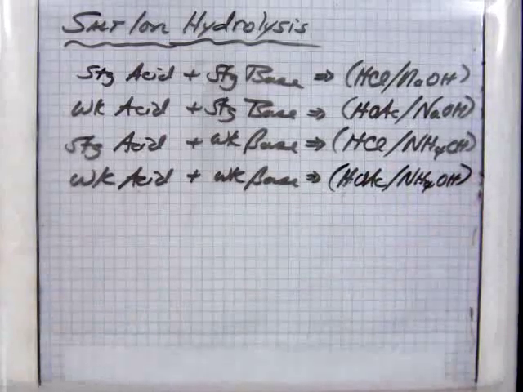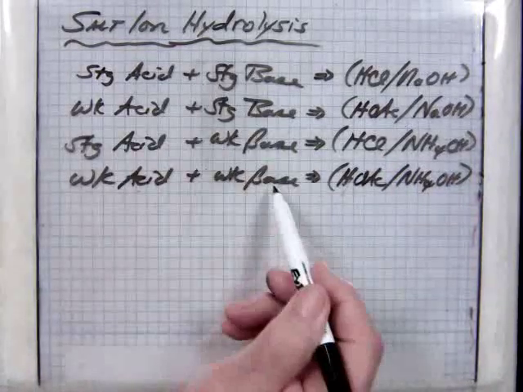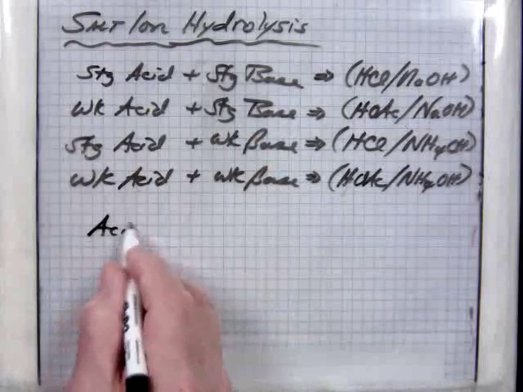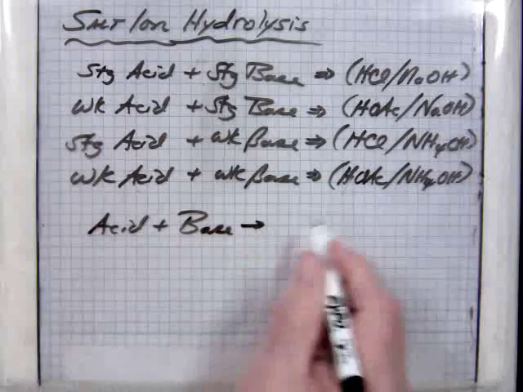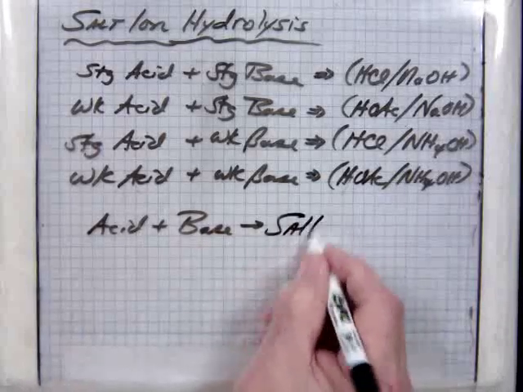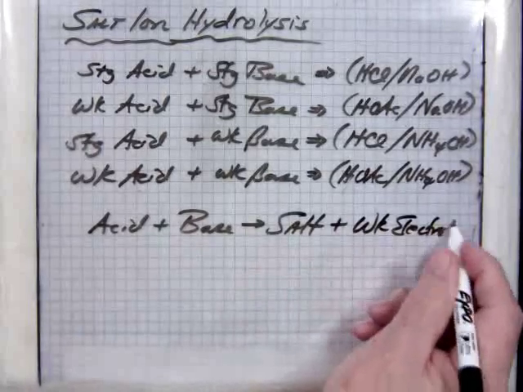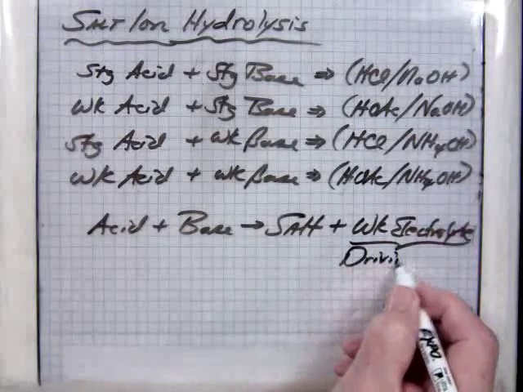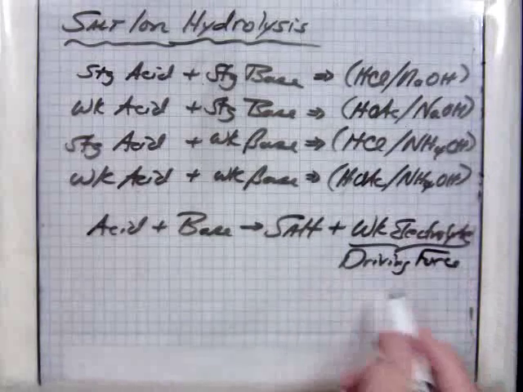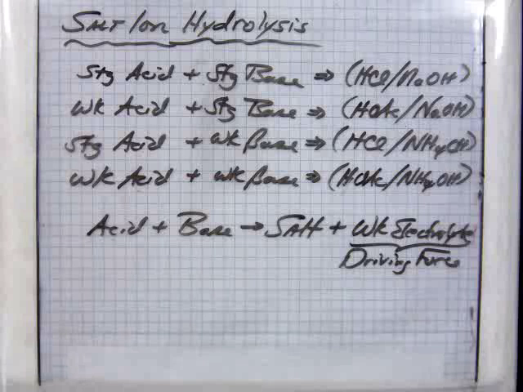Like this. Now, the point of this is that when you react an acid and a base together, you always get a salt of that acid-base combination and a weak electrolyte driving force. And for the most part, in these types of reactions, and I'm using these as illustrations, the driving force will always be water on the end.